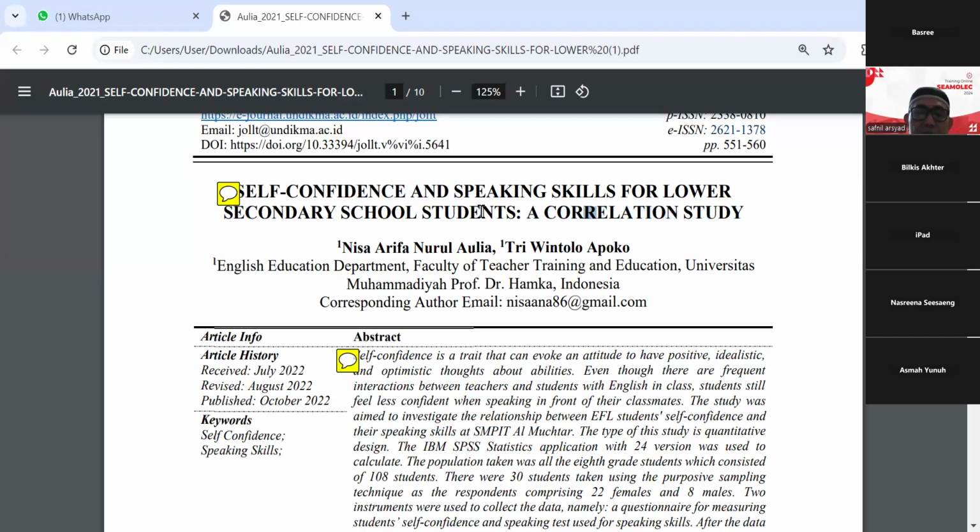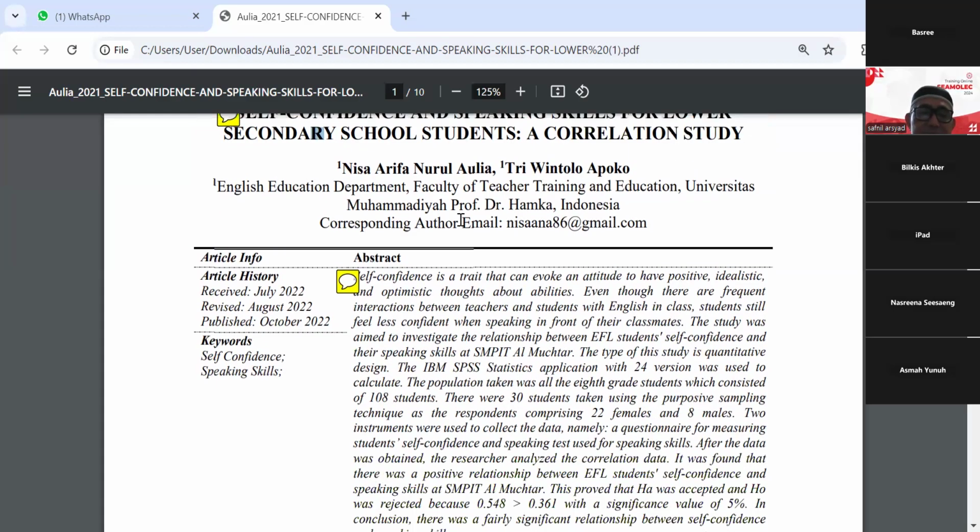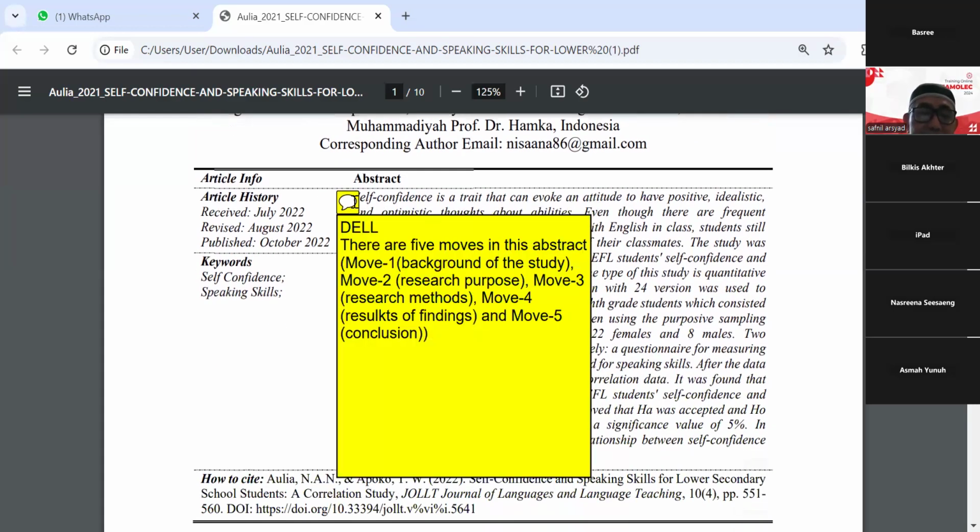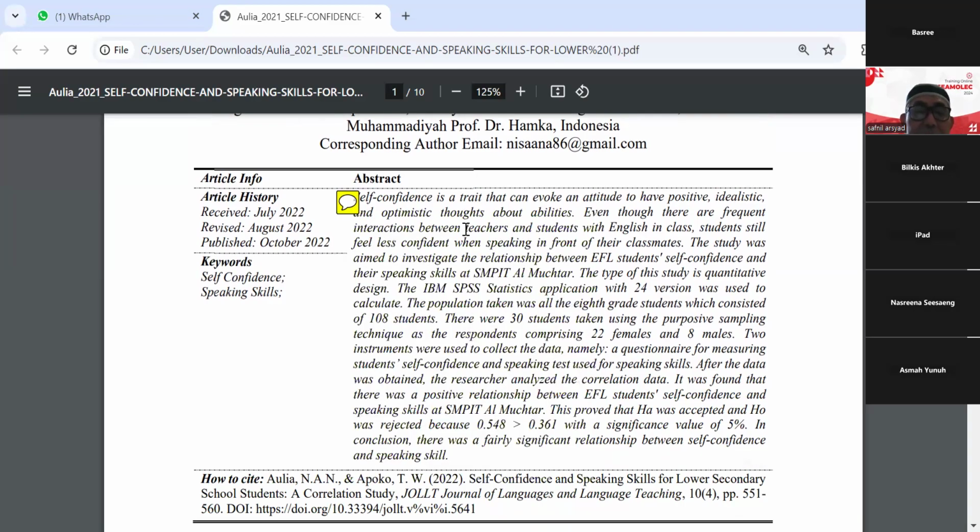There are two points in the title in terms of content. In terms of syntactic type, this is compound. If you break it down, what is in the compound? The first part is nominal or noun phrase. The second part is also nominal or noun phrase. This is a combination of noun phrases. Okay. Now in the abstract, there are 5 moves. Move 1. Let me make it bigger.